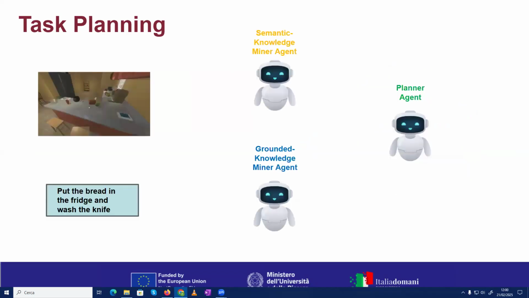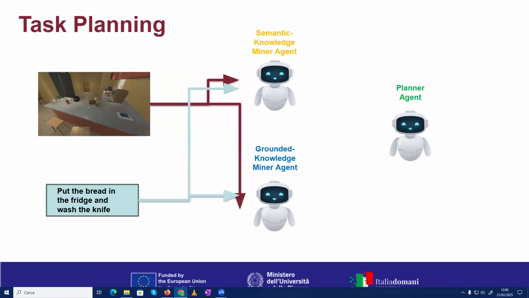To do this, we developed an architecture with three agents with three different roles. The first one is the semantic knowledge miner agent, which takes in input the image and the task to solve and generates a knowledge graph as answer that contains in the nodes the objects in the scene and in the edges the spatial relations between them. The grounded knowledge miner agent maps this description into a textual form in which we describe the objects to use in the scene to solve the task. For example, in this case, we will have the bread to put in the fridge is on the countertop, and so on and so forth.